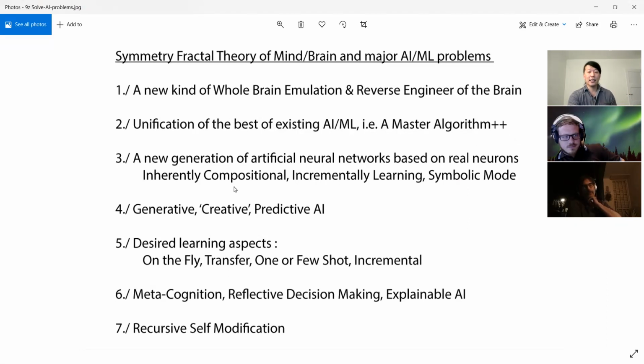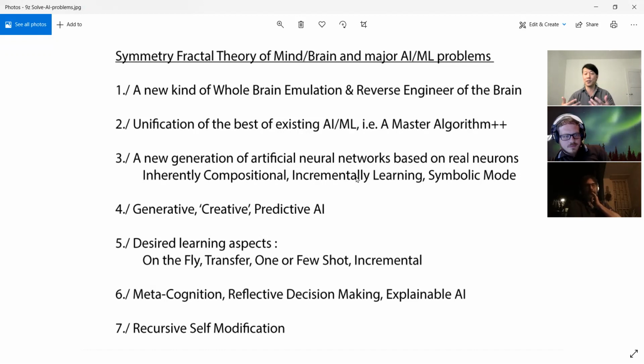Plus, a new generation of artificial neural networks based on real neurons. How real neurons work, based on the most recent understanding, is inherently compositional. This is the latest issue in deep convolutional neural nets: the lack of compositionality. It is incremental. It learns like a diffusion limited aggregate. There's no catastrophic forgetting, new learning wiping out old learning.